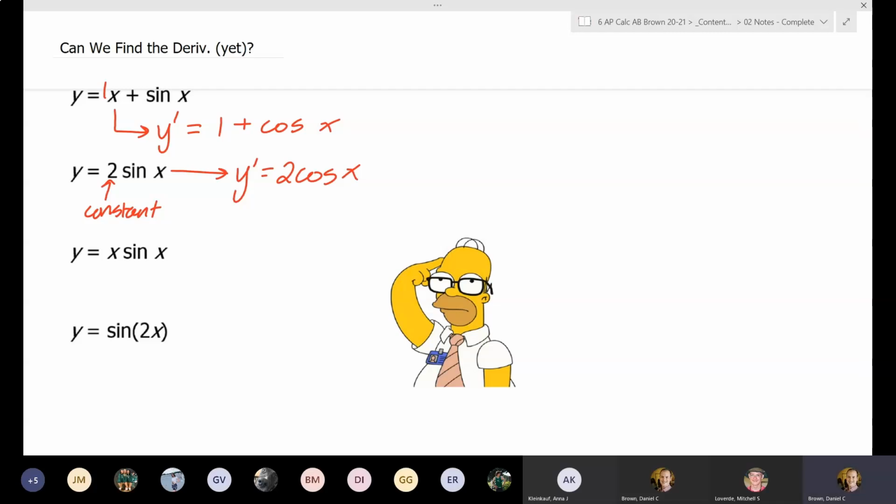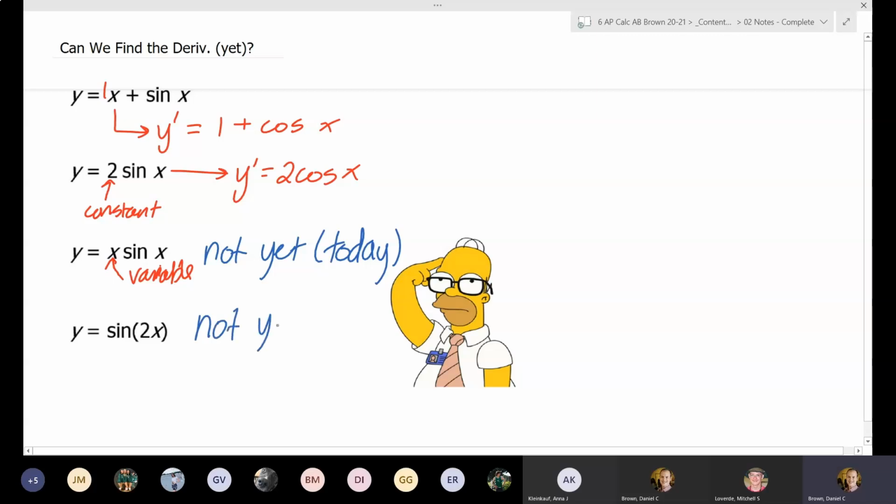This third one is an example that we can't do yet. You're going to be able to do it in literally less than 5 minutes. This is not a constant. This one has a variable in front, so it's going to have its own rule. That's what we're going to be looking at today. And then this last one is something that we can't do yet either. So like this third one, not yet. But this is what we're going to be looking at today. How will we take the derivative of that function? This last one, not yet.